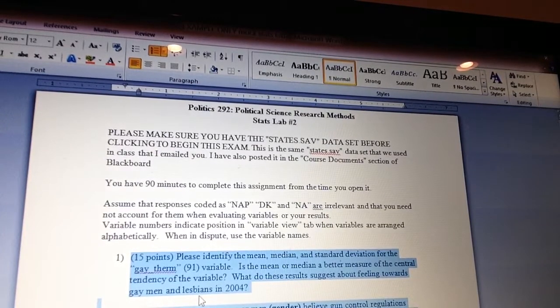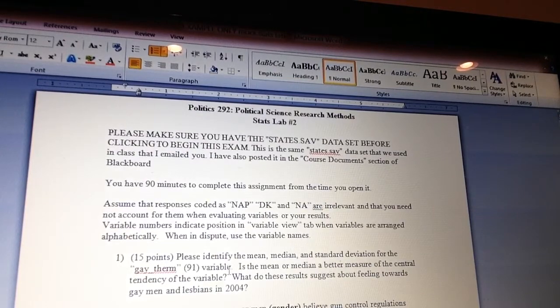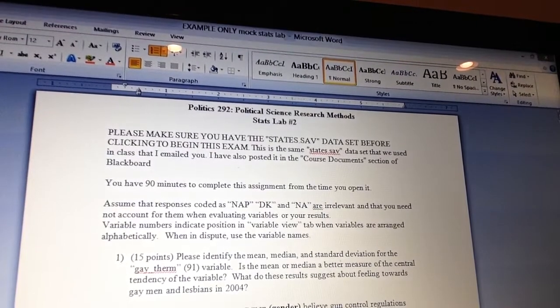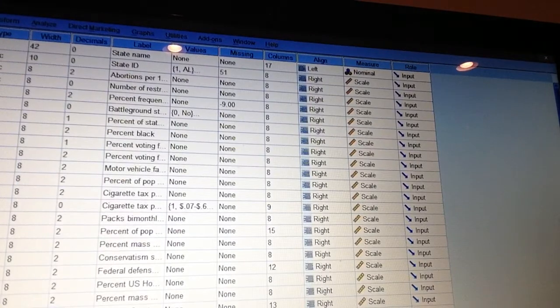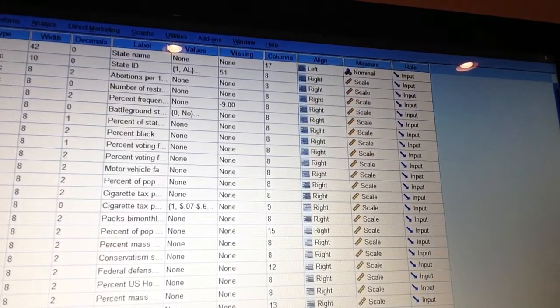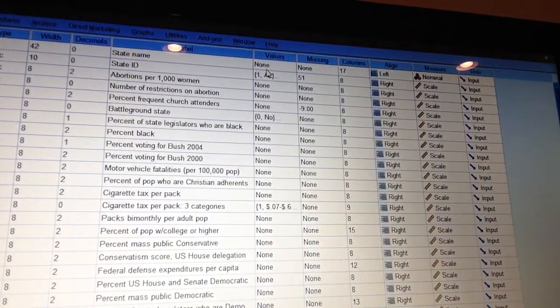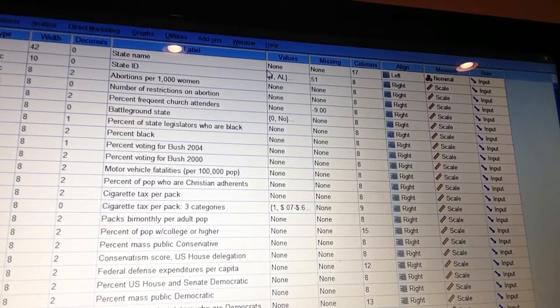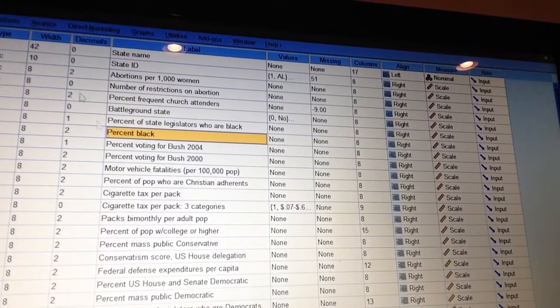So let's go. Question 1, please identify the mean, median, and standard deviation for the gay therm variable. All right, so we can't do gay therm, right? So what we're going to do instead is find the mean, median, and standard deviation for this variable right here, number 8, black percentage. Okay. And that's just the percent black in each of the 50 states.